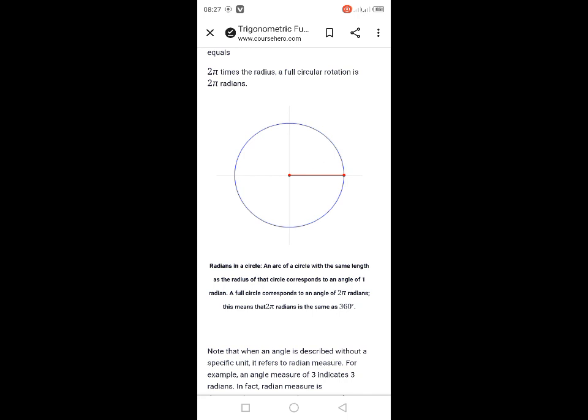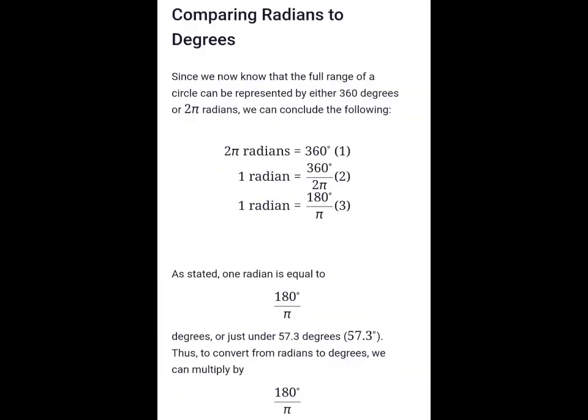So the radius, we make it a curve to measure 1 radian. So that is 1 radian, then 2 radians, 3 radians, and a half circle is pi radians. A full circle equals 2 pi radians.